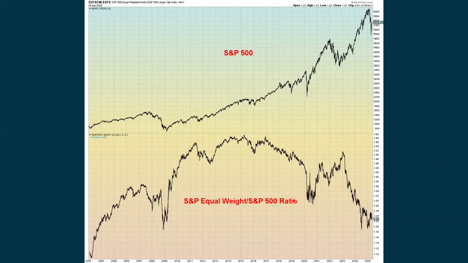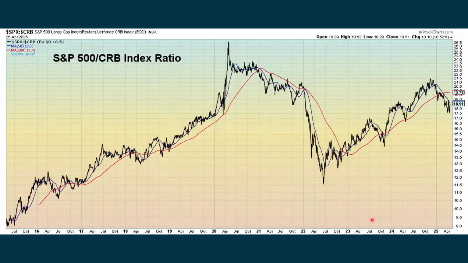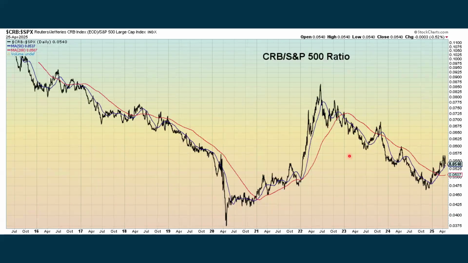We look at a ratio between the equal weight and the weighted version of the S&P, just kind of chopping around a little bit, coming down recently as the mega caps and the really big stocks finished out the week looking stronger. We look at a ratio between stocks and commodities. This is showing that stocks are underperforming commodities. Here's an inverse showing how commodities are outperforming stocks.